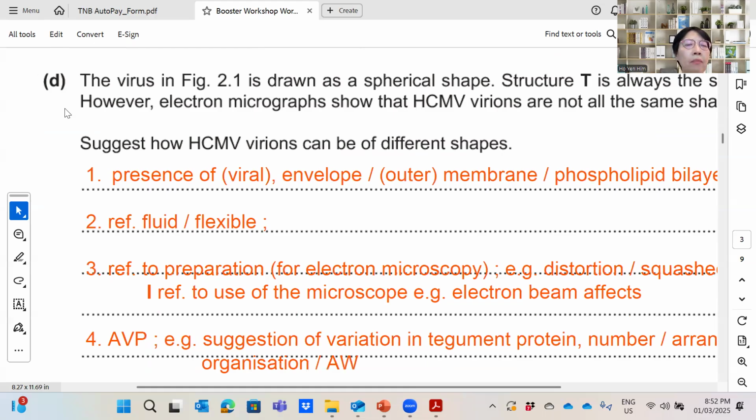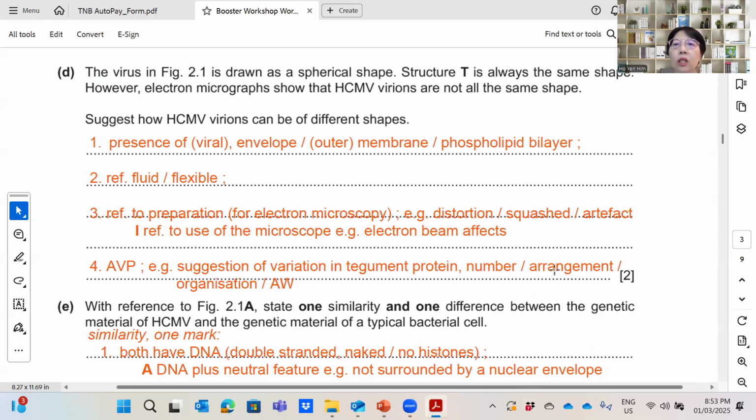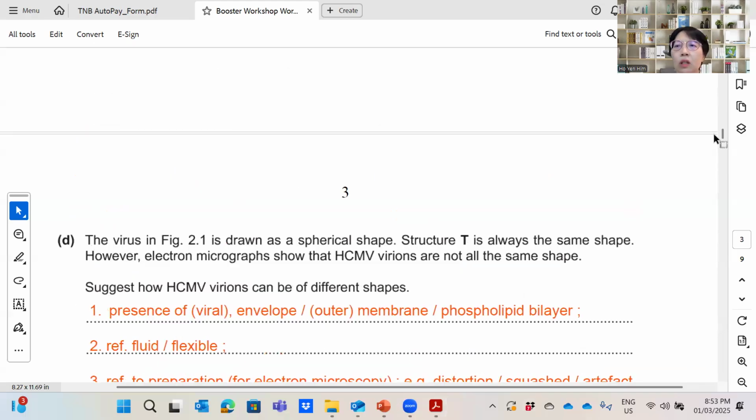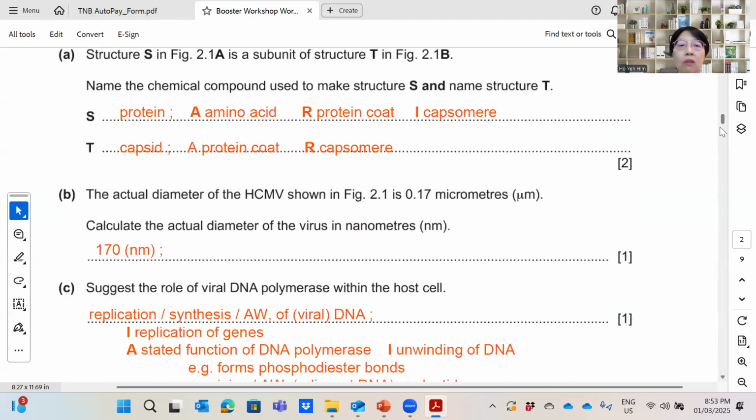Okay, now D, the virus in figure 2.1. Okay, let me do it. Okay, the virus in figure 2.1 is drawn as spherical shape. Structure T is always the same shape. What is structure T? Let's see structure T. So that means the capsid is always the same shape because capsid is made by protein, right? Okay.